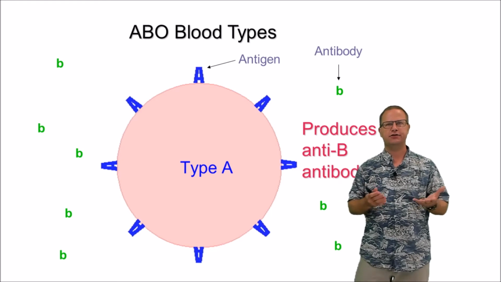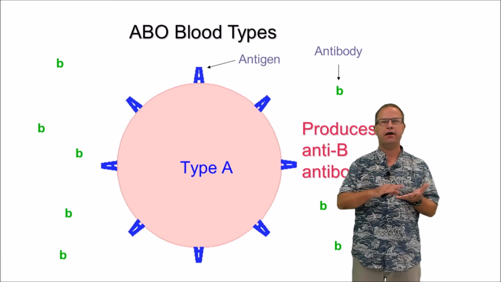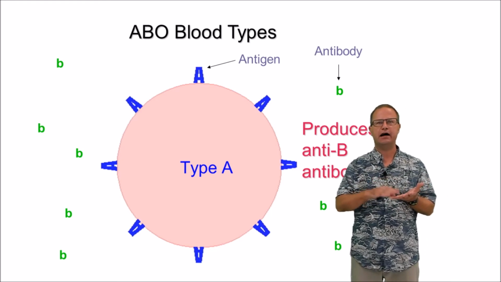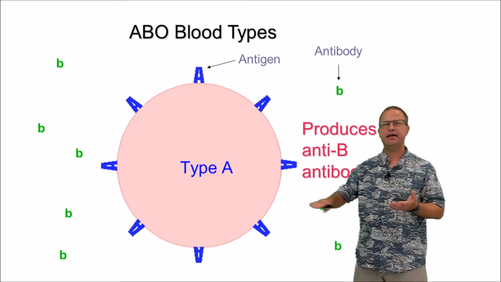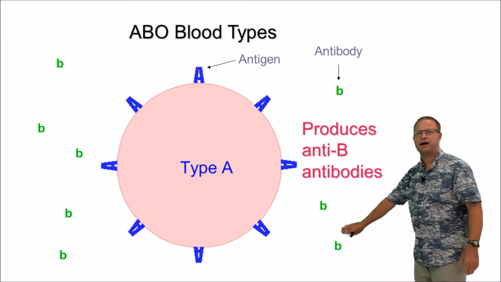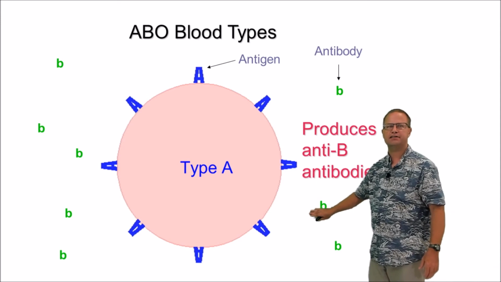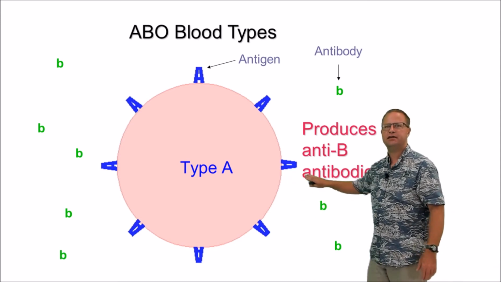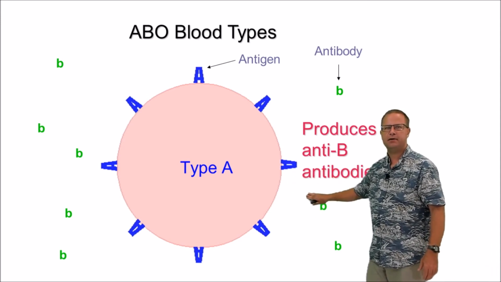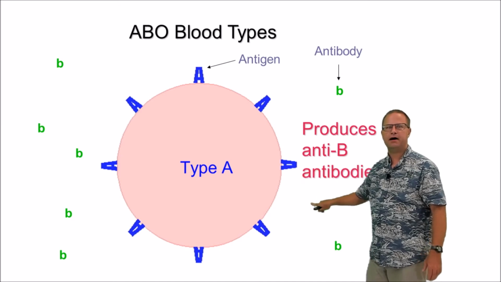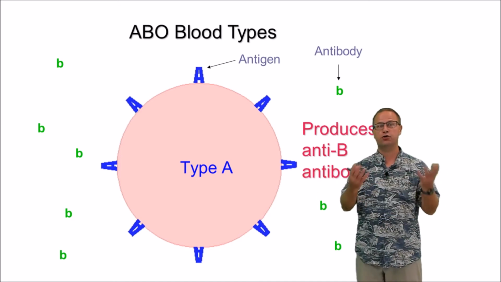Well, how many antigens are there? In this case, there's just 2, A or B. So which antigen do we not have? Well, we don't have B. In that case, we have anti-B antibodies floating around out in our blood plasma. Now, these don't interact with our cells because we don't have B antigens. But if somebody gave us B blood, our antibodies would then attack their antigens and destroy those red blood cells.